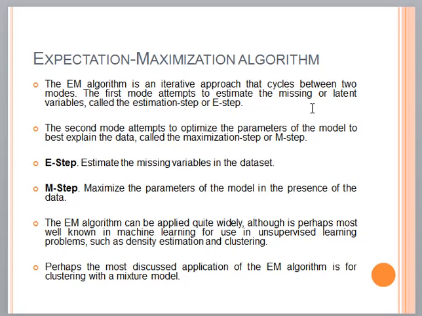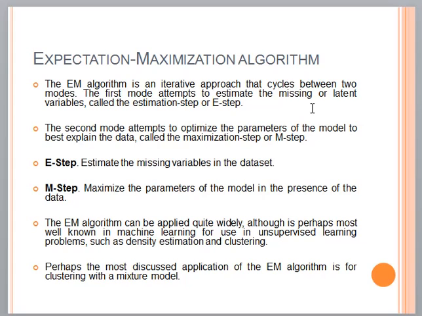The EM algorithm is an iterative approach that cycles between two modes. So there are two basic modes. The first mode attempts to estimate the missing or latent variables, and this mode is known as the estimation step or the E step, right?